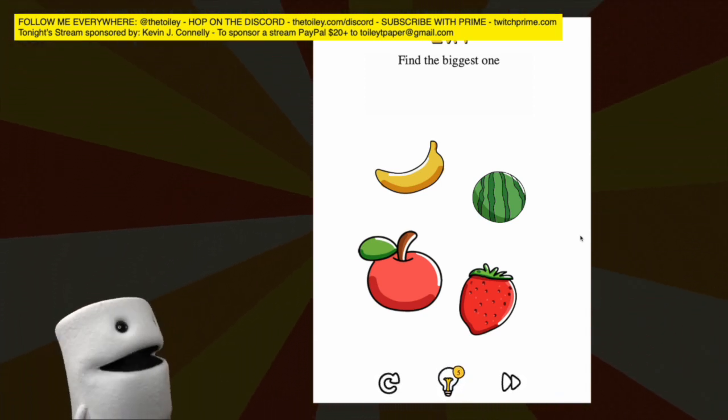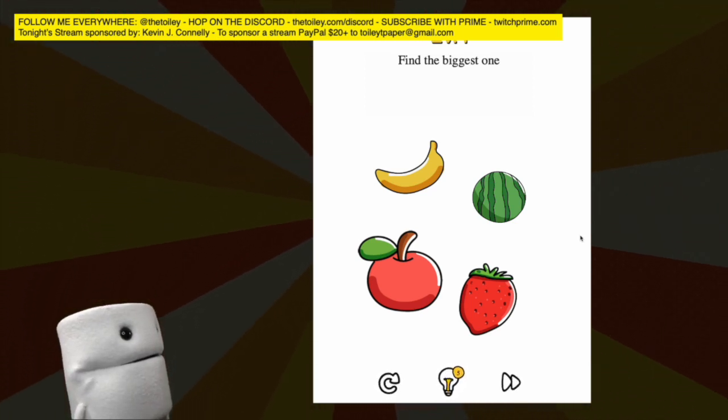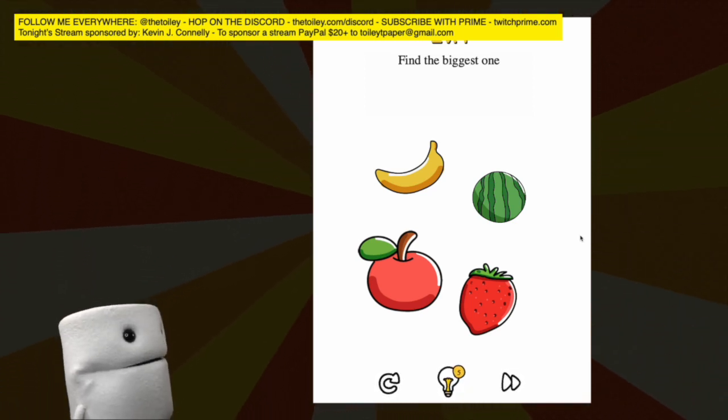So we got to click on the biggest one. Which one is the biggest one? The apple.